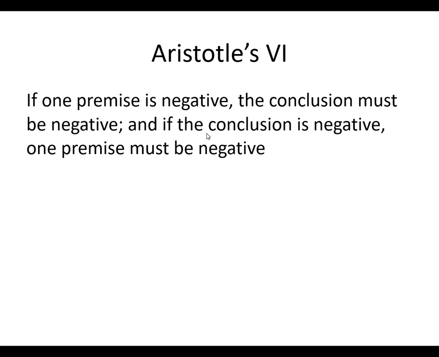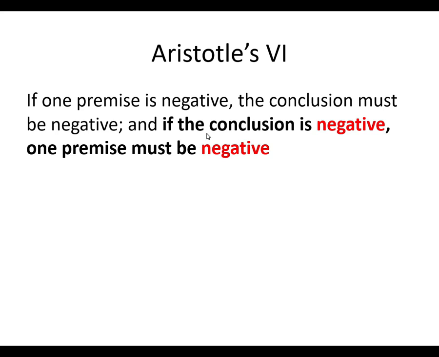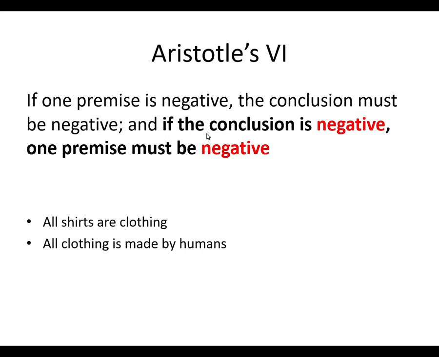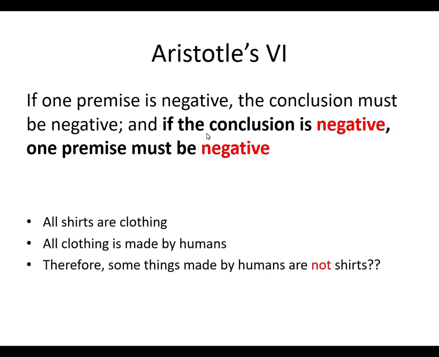Most logic courses treat these as separate rules. It's pretty straightforward. There's only one notable case where we really want to derive a negative from two positives. I'll give you a version of it. All shirts are clothing. All clothing is made by humans. Therefore, some things made by humans are not shirts.